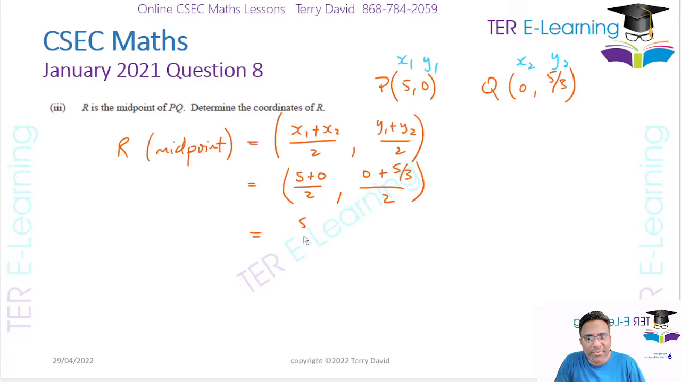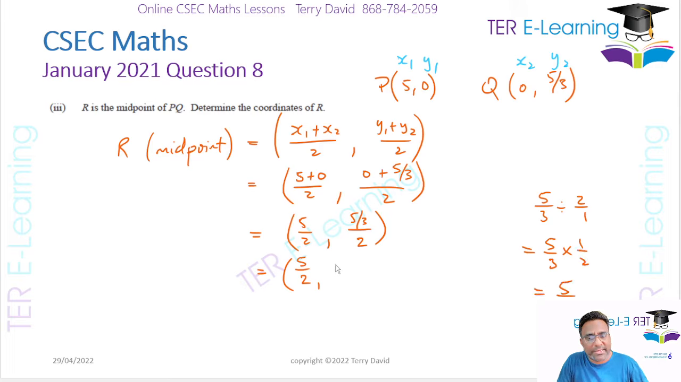So this is going to be 5 over 2, comma, and this is going to be 5 over 3 divided by 2. So that's going to give me 5 over 2, comma, right? Now 5 over 3 divided by 2 over 1 is the same as saying 5 over 3 multiplied by 1 over 2, and that's going to give me 5 over 6. So this here is going to give me 5 over 6, right? So that's my midpoint there. It's going to be 5 over 2, 5 over 6, right?